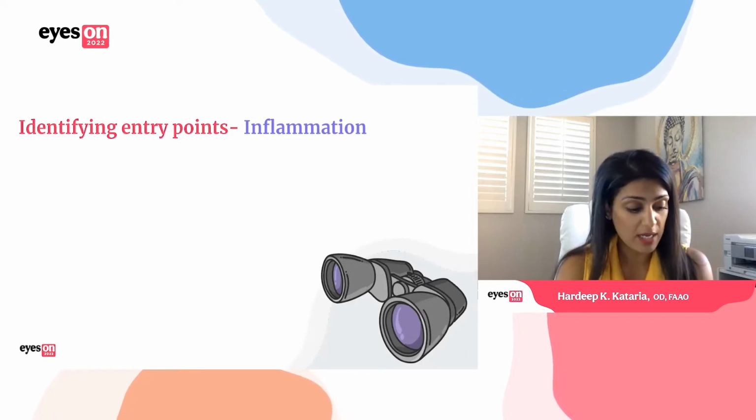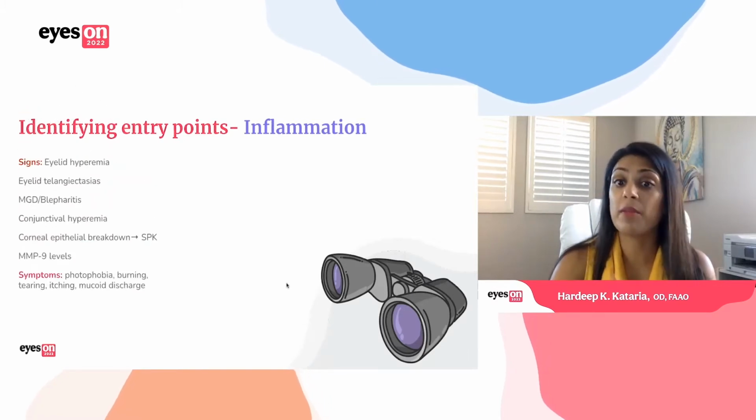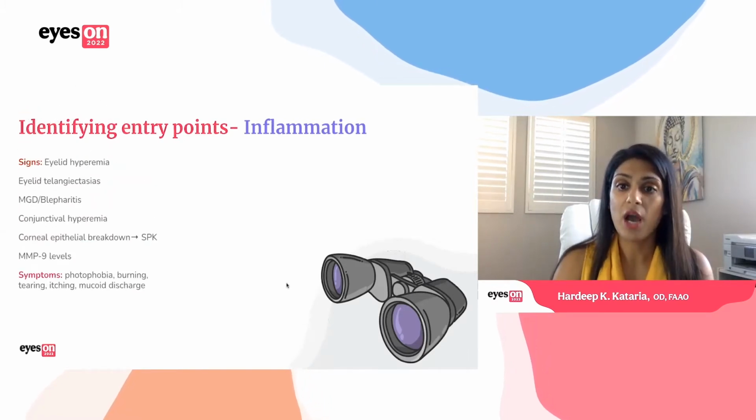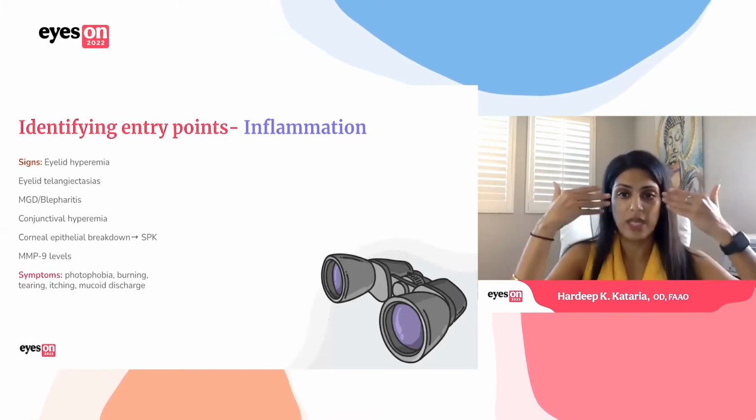And so when you are identifying the signs of inflammation on the ocular surface, I would encourage you to look externally, from out to in, so to speak.